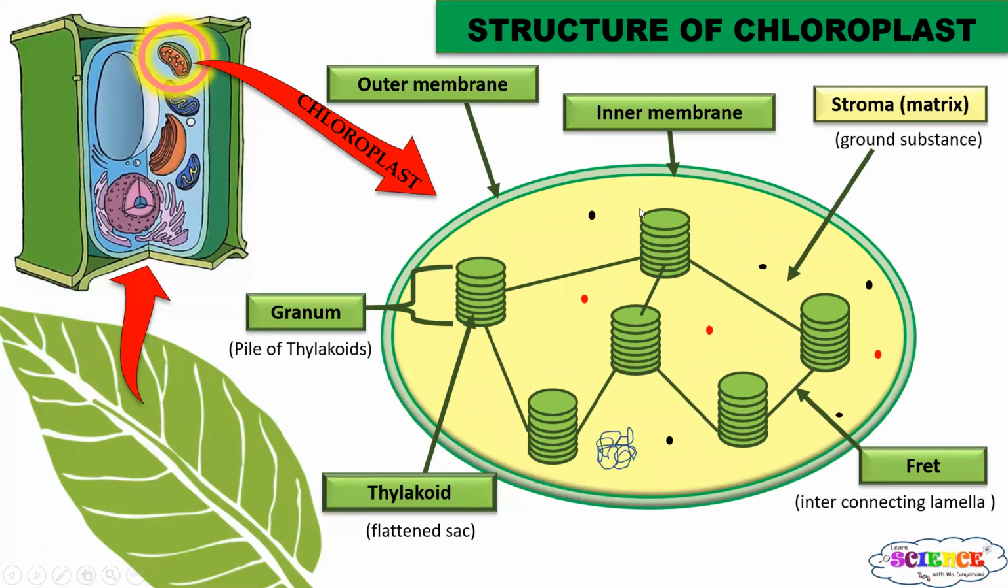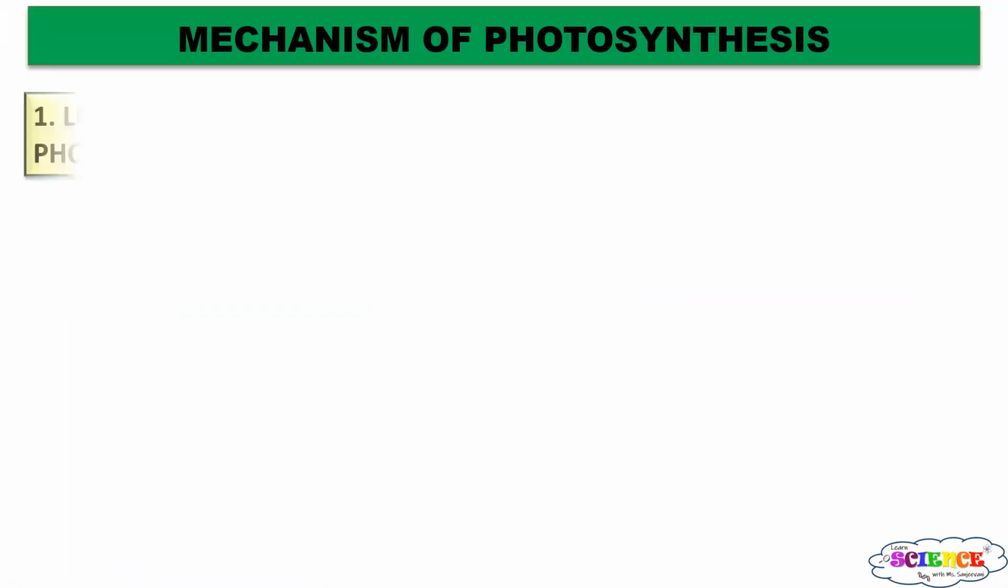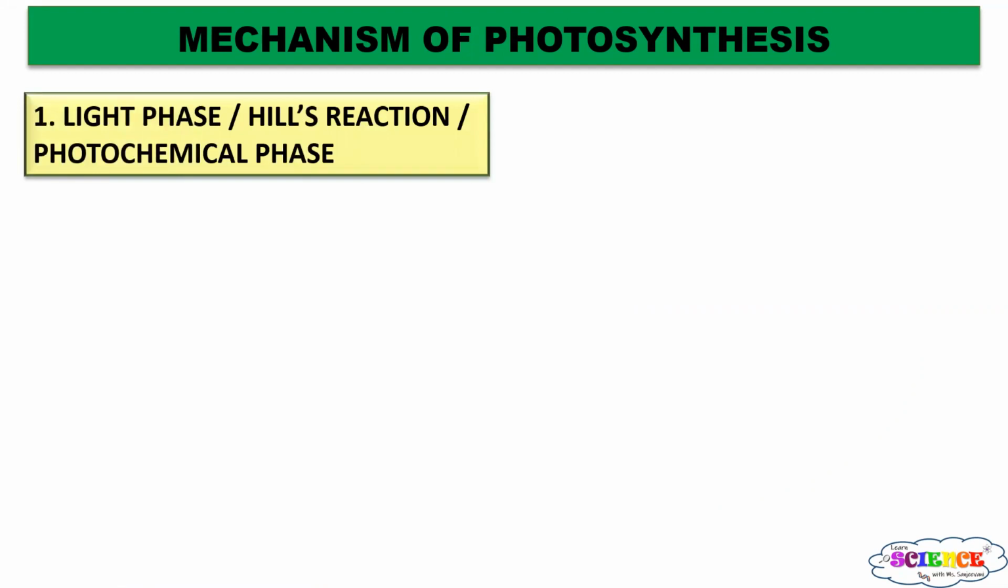Okay, so this is all about the structure of chloroplast. Let us understand the process, the mechanism of photosynthesis. Now, photosynthesis, the entire process, we wrote in one step reaction, but it actually doesn't occur in one step, it occurs in multiple steps. So let us understand. We'll divide this entire process into two phases. The first phase is called the light phase, or it is even called Hill's reaction, or photochemical phase. Why? I'll explain one by one. Light phase, because it is a light dependent reaction. The chemical reaction which occurs in this phase needs solar energy, sunlight, or simply light. So it is called the light phase.